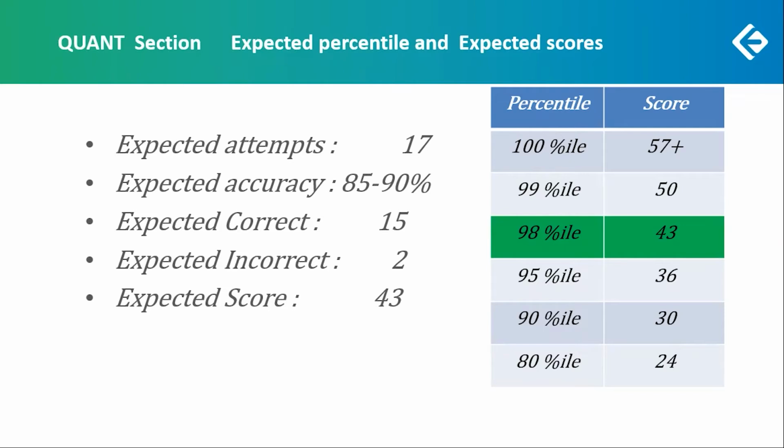90 percentile can be achieved at just 30 marks, attempting 10 of those easy ones, missing out 2, or maybe doing one more of moderate and having 1 error. 80 percentile is just at 24 marks. 24 marks could have given you 80 percentile. So this is the expected percentile versus score for EOM 5.